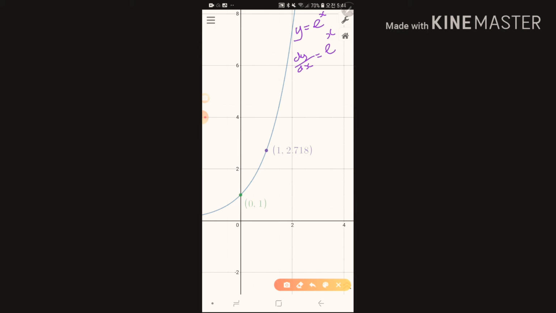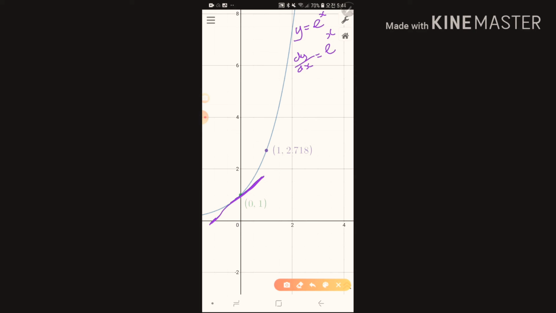When x is 0, the corresponding y value on the curve is 1. And when x is equal to 1, the corresponding y value is 2.7..., which is the value of e. Then let's draw the tangent to the curve touching one point, when x is equal to 0. If I put x equal to 0 and find the gradient, it is still 1, because anything to the power of 0 is 1.